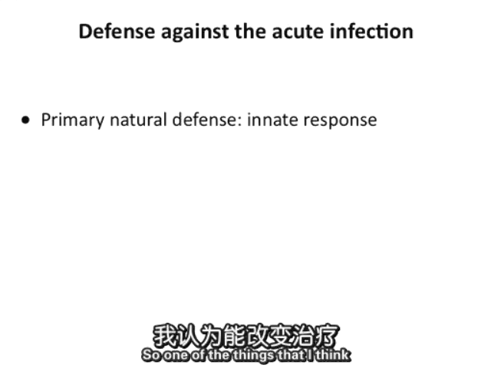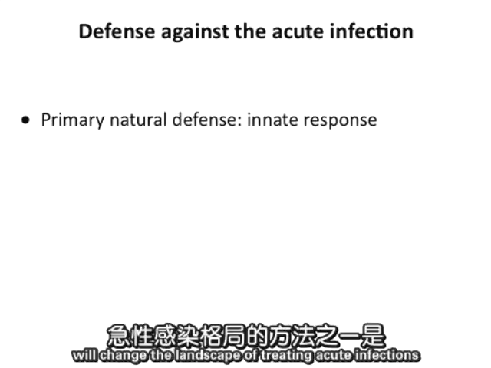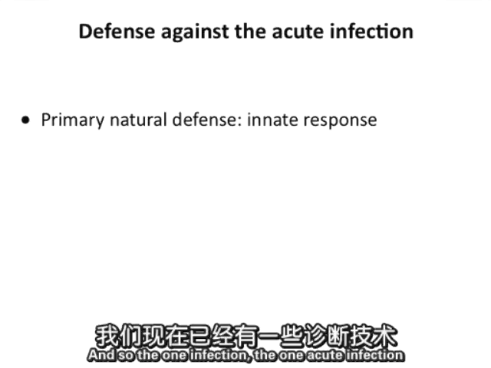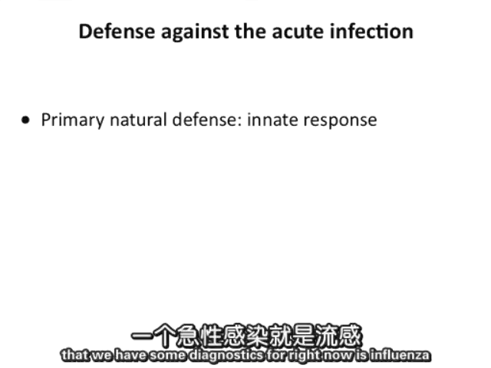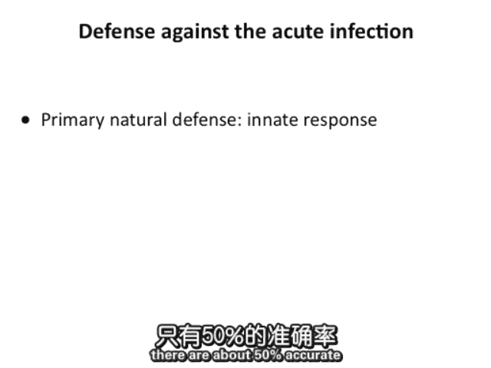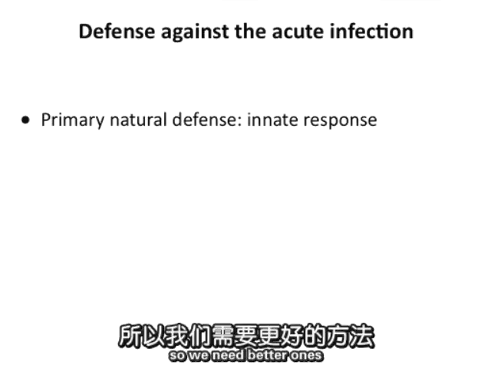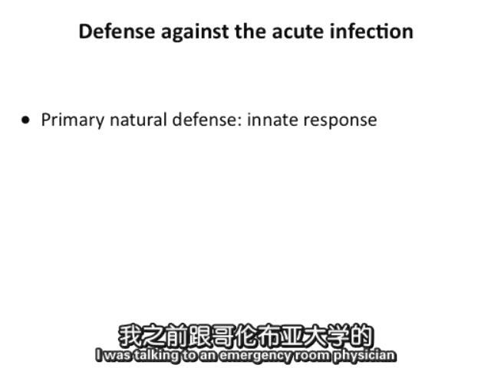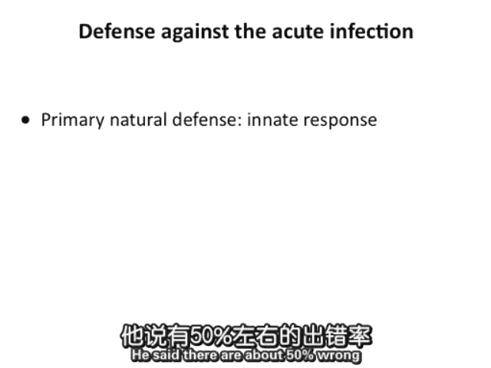So one of the things that I think will change the landscape of treating acute infections will be rapid diagnostics. The one acute infection that we have some diagnostics for right now is influenza. But they're really lousy diagnostics. They're about 50% accurate, so we need better ones. These are the ones that you can have performed in the physician's office. I was talking to an emergency room physician at Columbia about this. He said they're about 50% wrong.